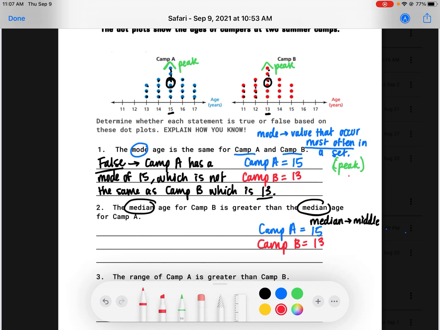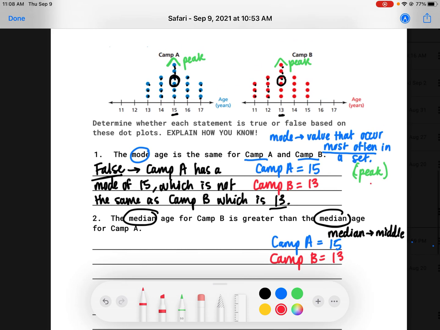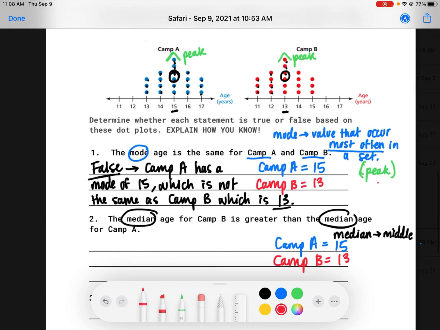Do you see how our median and mode were the same for camp A and camp B? I want you to know that's not always the case. It just depends on the data set. Those terms can't be used in replacement of each other. In this case, they just so happen to be the same. But just so you don't get confused, mode and median are not the same thing, and those values can't be interchanged with any set. Some sets just so happen to be the same.